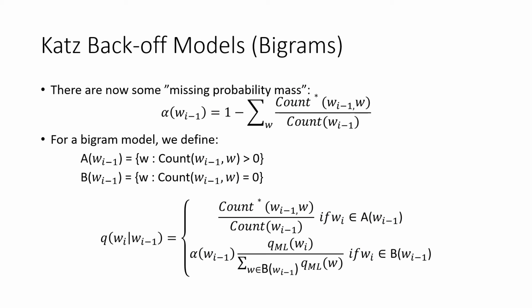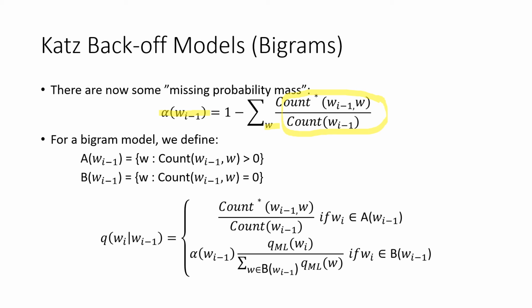The backoff model by Katz shows us an example of how to handle missing probability mass. So let's first formalize it. If we sum up maximum likelihood estimates but with discounted numbers and subtract them from 1, we'll get the value of the missing probability mass that we'll call alpha.